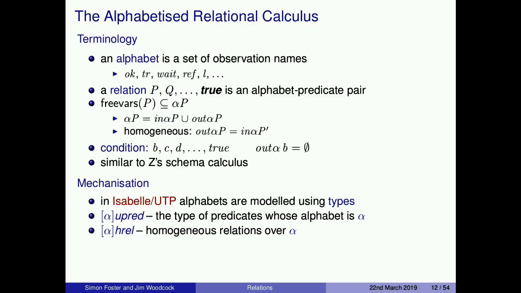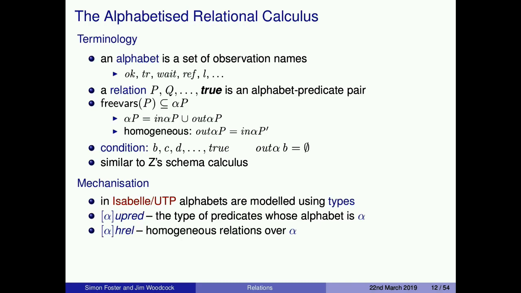So fundamentals. UTP is based on something called the alphabetized relational calculus. Ultimately in UTP, any kind of program that you're going to deal with is going to be represented as some kind of relation. Who here knows what I mean by a relation? I'm talking in the Tarski sense of a relation: a specification that explains how a number of input variables are related to a number of output variables. It's well known that we can characterize a program using one of these relations.